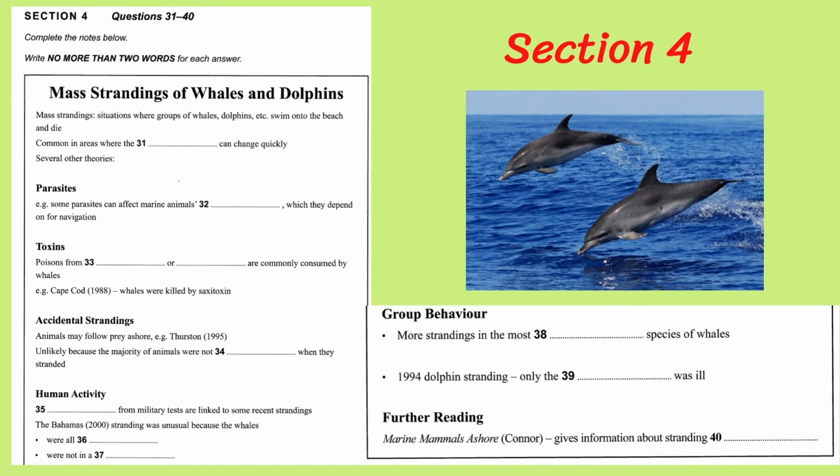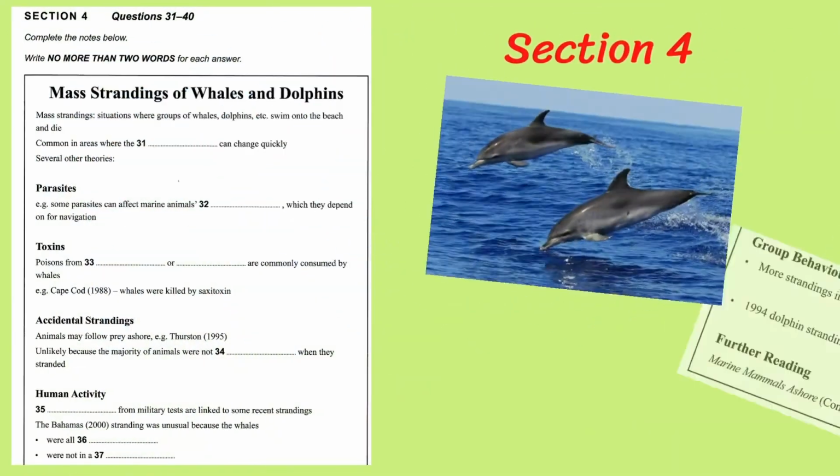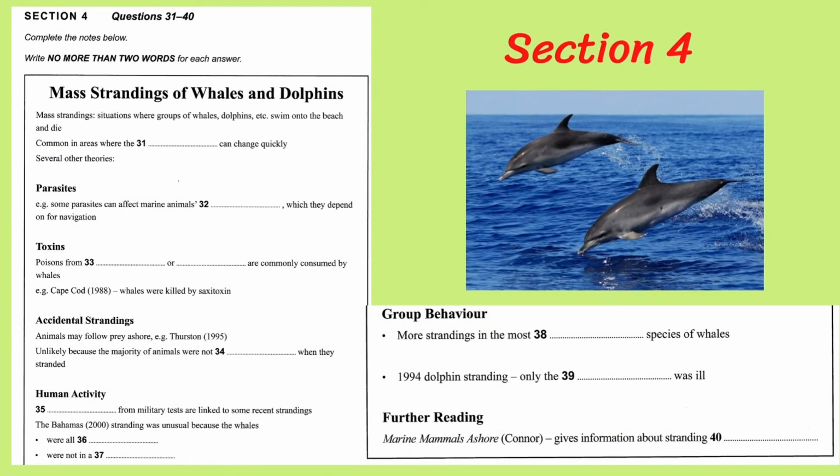The theory is also supported by evidence from a dolphin stranding in 1994. Examination of the dead animals revealed that, apart from the leader, all the others had been healthy at the time of their death. Without one consistent theory, however, it is very hard for us to do anything about this phenomenon except to assist animals where and when we can.